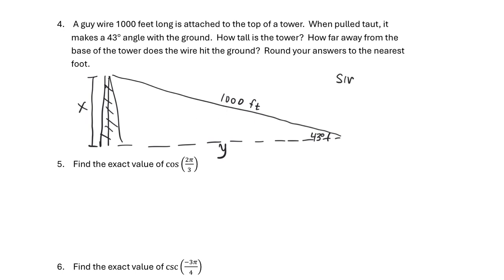So sine 43 is equal to the opposite length x divided by the hypotenuse. If you multiply both sides by 1,000, then x is simply 1,000 times sine 43 degrees. And that's approximately 682 feet.